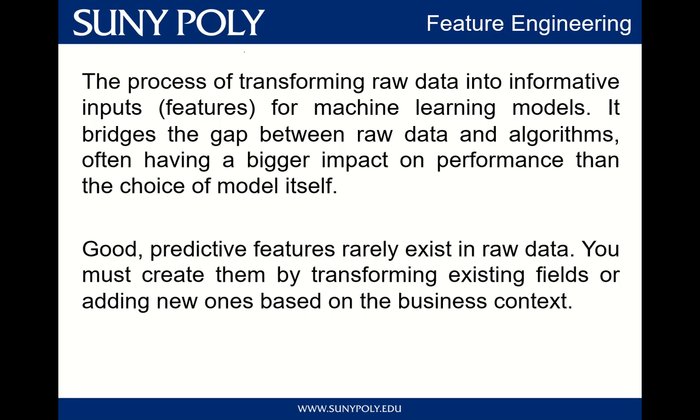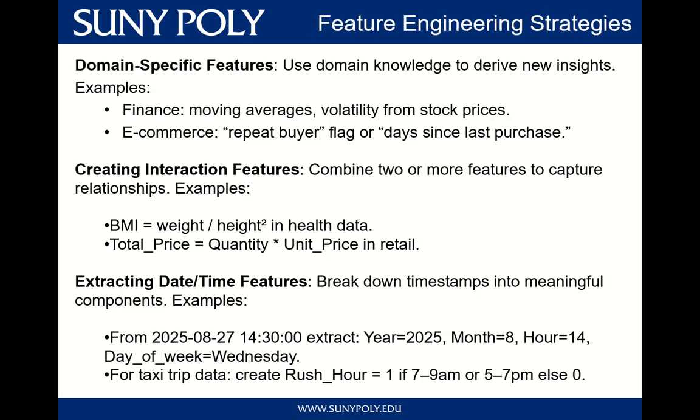So this is the process of transforming the raw data into inputs that will help you improve the accuracy of your models. There are, of course, multiple ways to create these features, and there are no fixed rules for this because it requires a lot of business context. You need to really know the context of the problem so you can create better features. So let me give you some ideas on how you can do that.